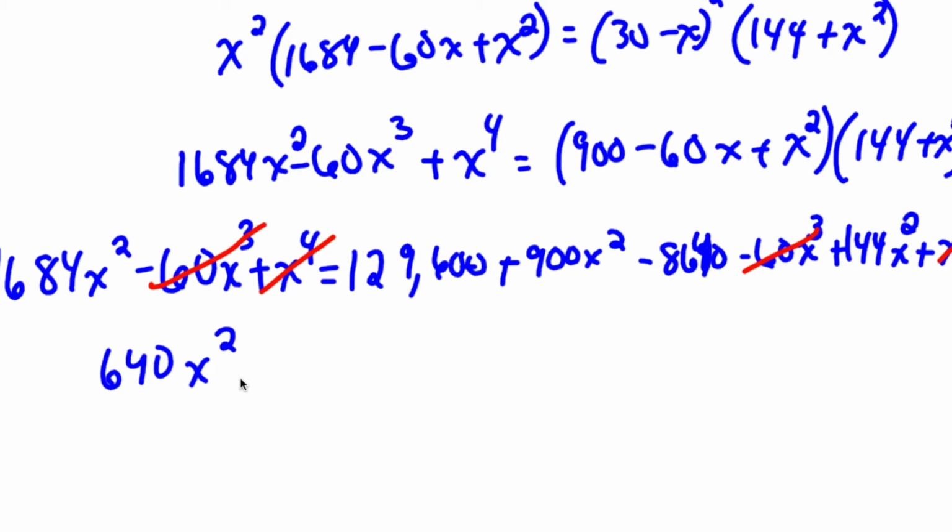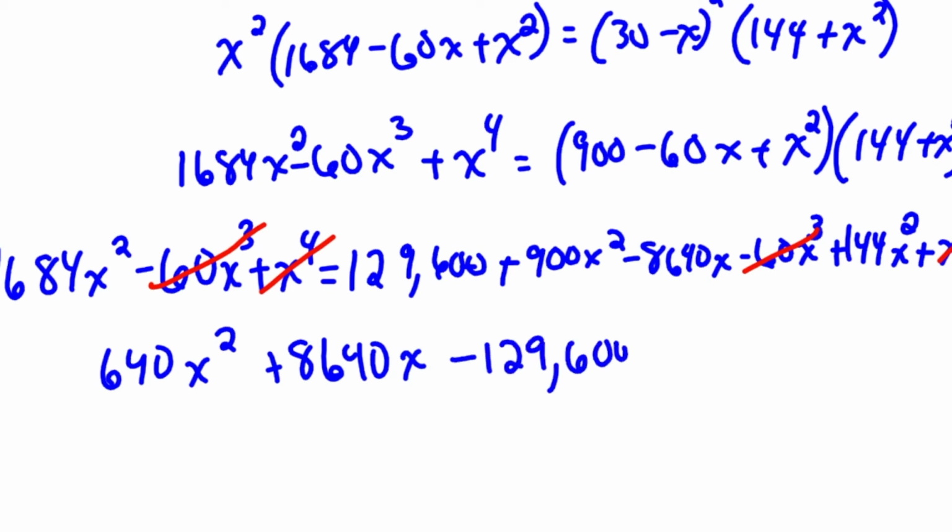Do we have any x's? There should be some x's in here. Yeah, I missed another x right here because this whole term was messed up. Let me just fix the whole thing. Minus, apparently when I multiplied 60 through, I just multiplied 60 and not 60x. So 8640x. Move that over, so plus 8640x. All right. Minus 129,600 equals 0.